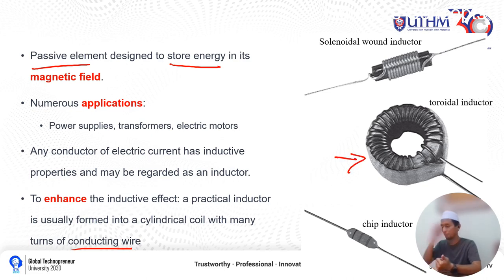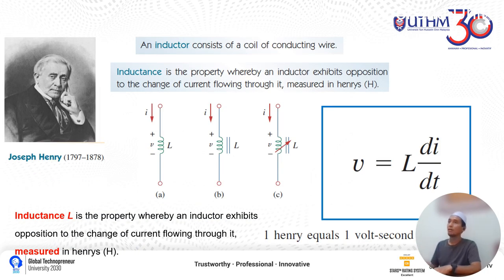Okay, so when we talk about the inductor, it will consist of a coil winding around some kind of magnetic material. Then that coil itself is a conducting wire. Yeah? So inductance is a property whereby an inductor exhibits opposition to the change of current flowing through it. Yeah? And the inductor is measured in Henry, H.